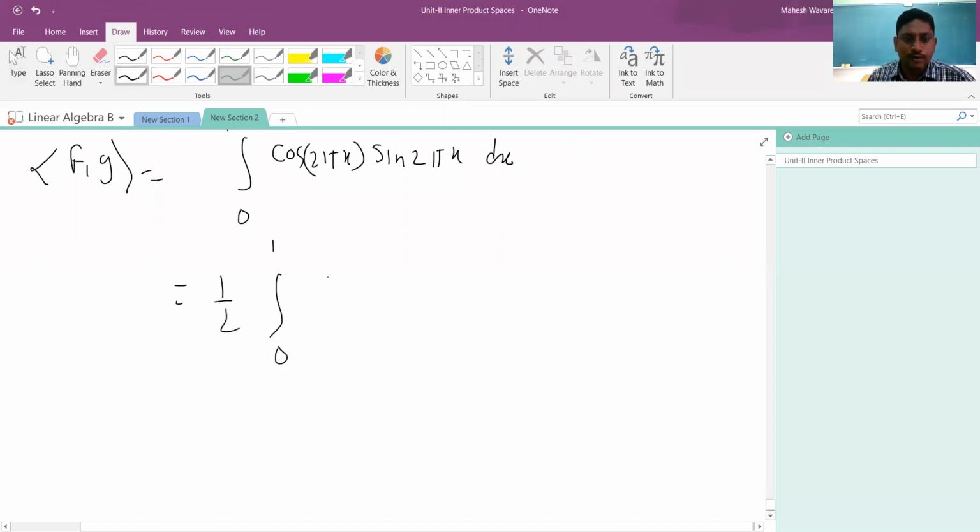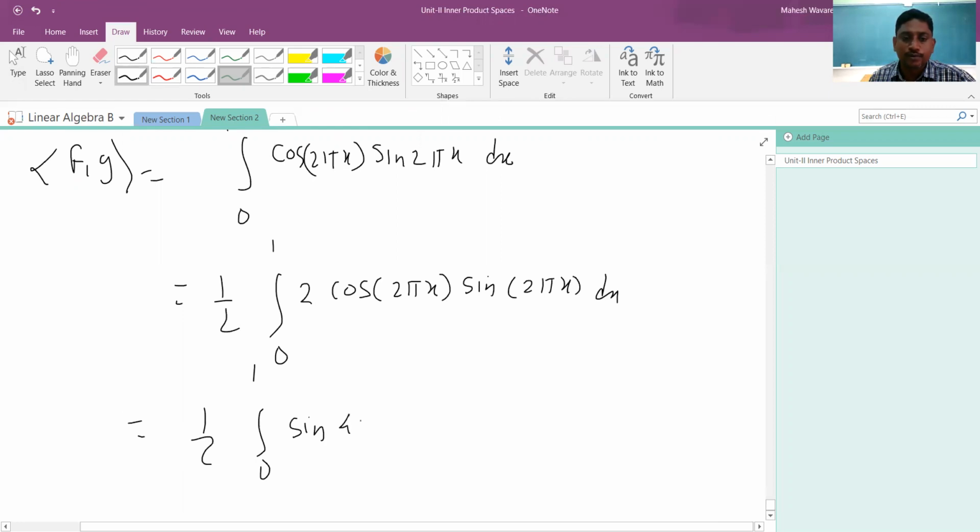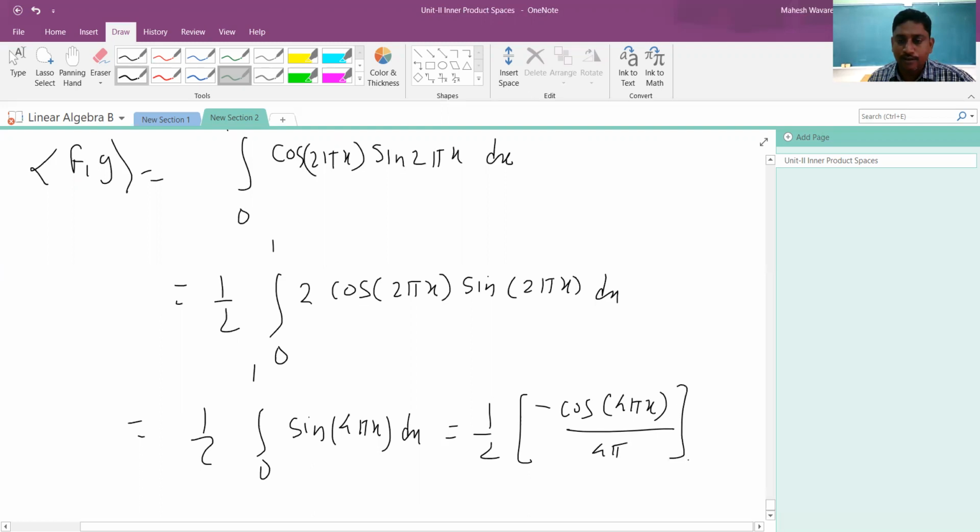So it is 1 by 2 times the integral from 0 to 1. We know 2 sine theta cos theta is sine 2 theta. So this is half the integration of sine of 4 pi x. And what is the integration of sine kx? It is minus cos of kx divided by k. Here k is 4 pi. And the limits are 0 to 1. Just put in the limits and you can evaluate it.